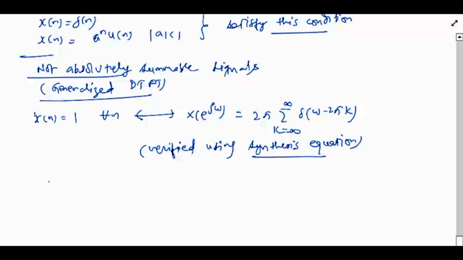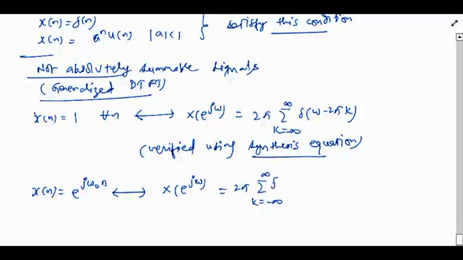Similarly, if x[n] is equal to e^{j omega naught n}, since I know the Fourier transform of x[n] equal to 1, I can use the frequency shift property to infer that the Fourier transform of this x[n], X(e^{j omega}), is 2 pi times the sum over k from minus infinity to infinity of the delta function at omega minus omega naught minus 2 pi k.